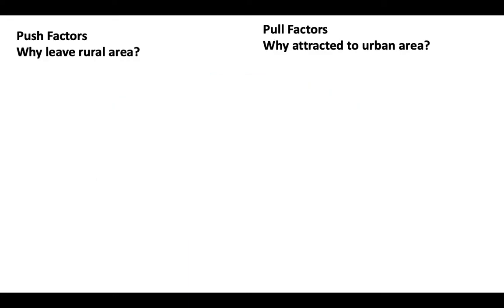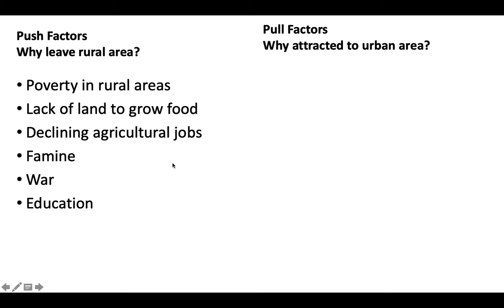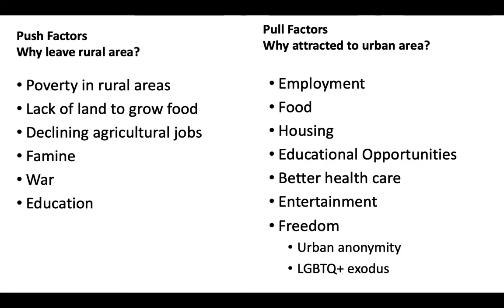When we think about cities, there are a lot of reasons why you might want to leave a rural area and move to the city. For example, in rural areas there might be poverty, lack of good land to grow food, lack of jobs, famine, war, or poor education that push you to leave. Whereas you're attracted to urban areas because of opportunities in employment, affordable housing, diversity of food and educational opportunities, better access to healthcare, entertainment, and freedom as well.